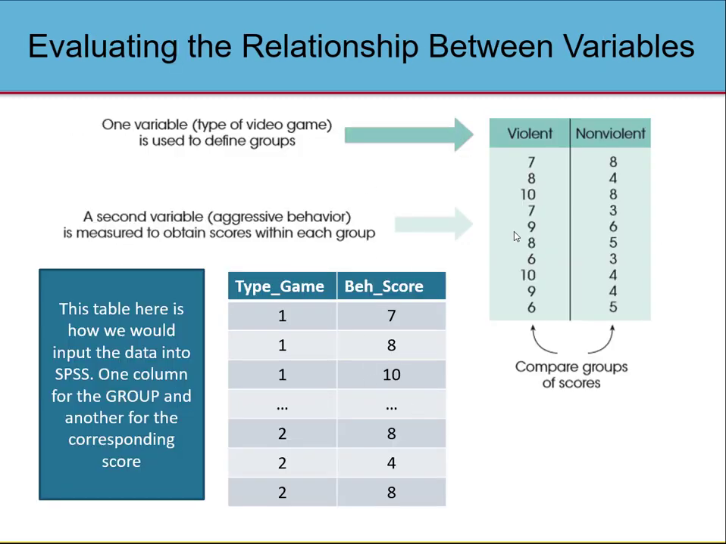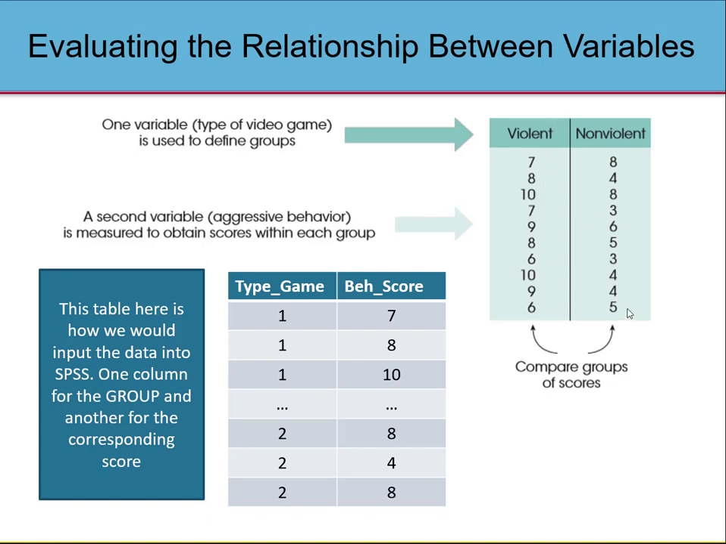Here's an example from the book. It's a graph that they show, and I want to just give you a heads up about how things would look in SPSS. Here we have two groups of children. These guys watched a violent video game or played a violent video game, and these guys played a non-violent video game. And then these are scores on some aggressive behavior measurement.